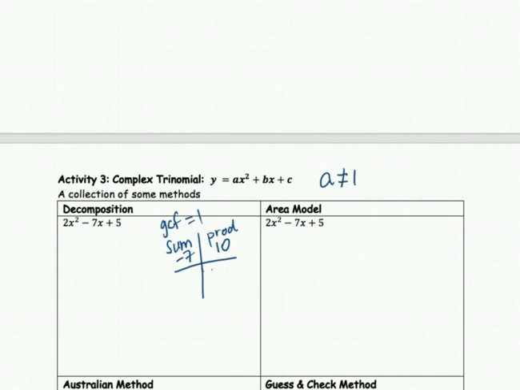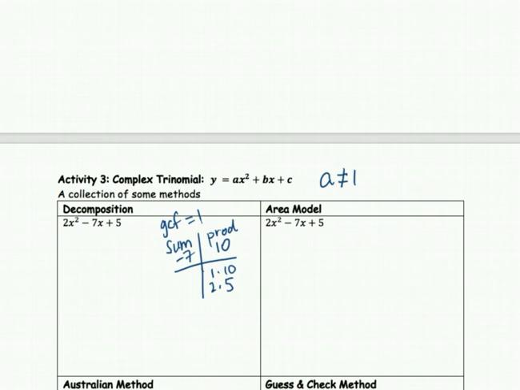Okay, so again, get to the point where you can think of all the factors in your head really fast, to the point that you don't even have to write this product sum table. If you can think of the factors in your head, you can get to the guess and check method, which we'll come up to.